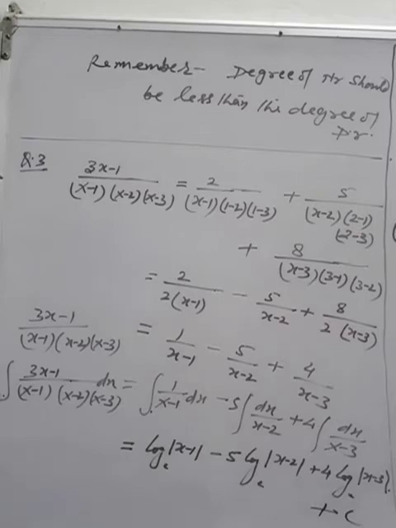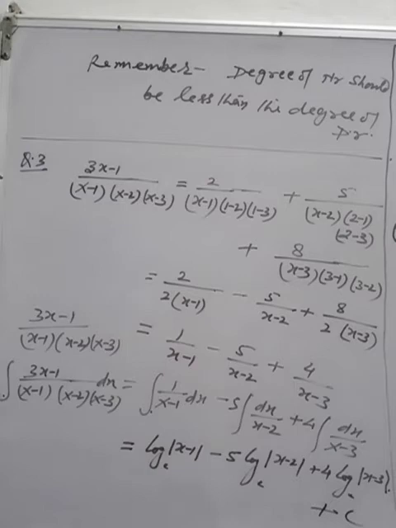If the degree of numerator is greater than or equal to the degree of denominator, then before resolving, divide the numerator by the denominator and reduce the degree of numerator. After that, you can resolve.